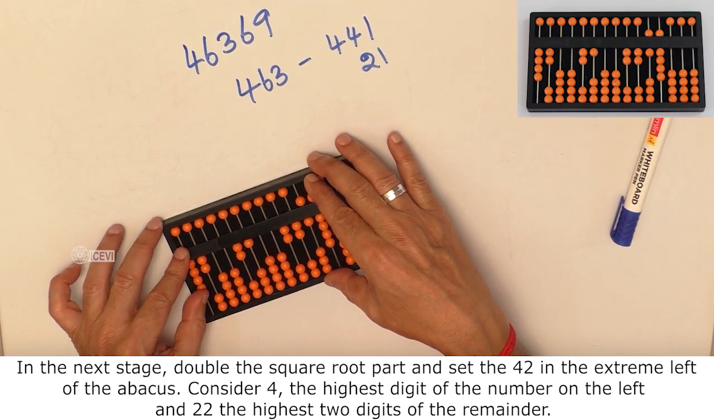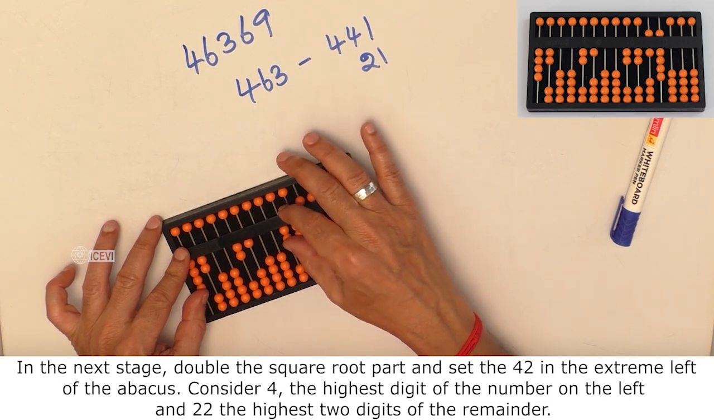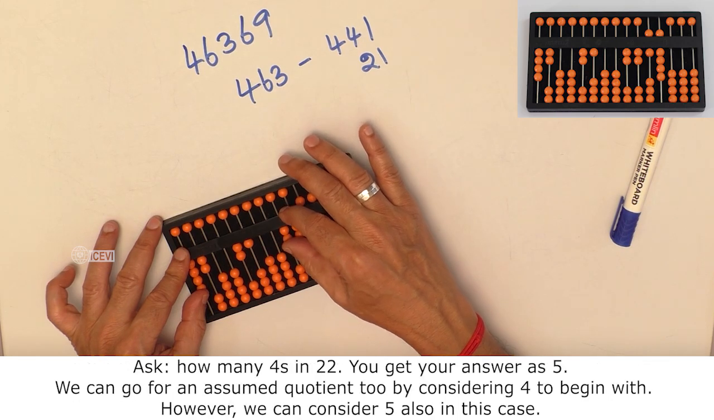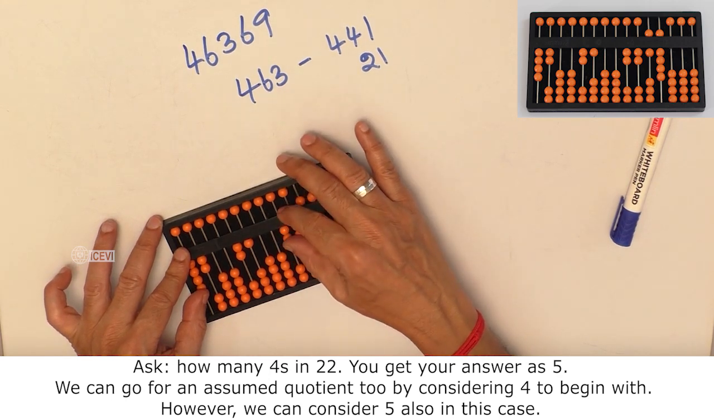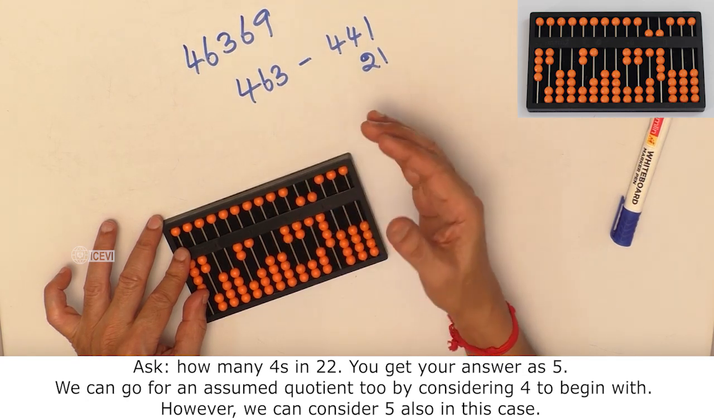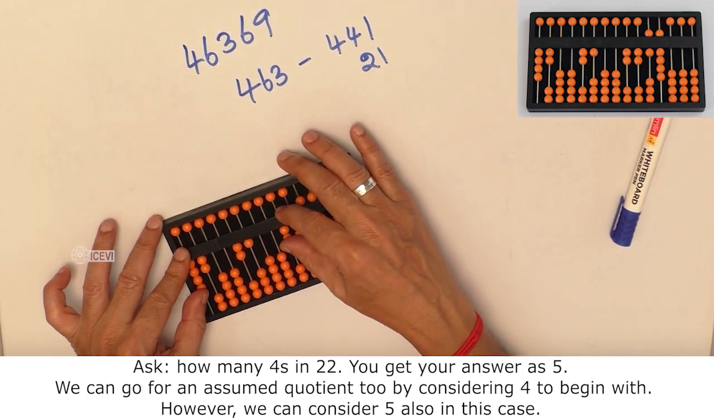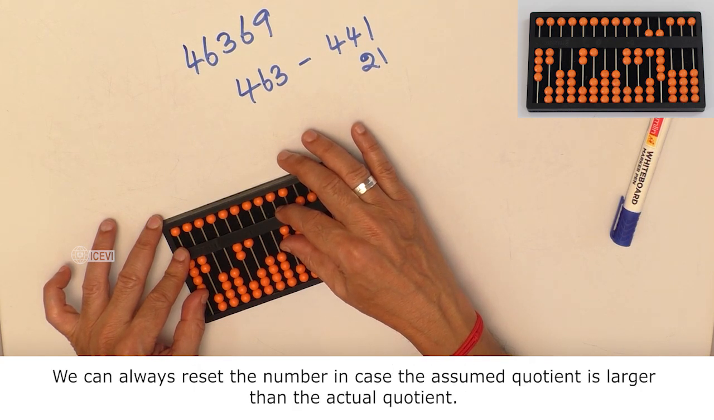Consider 4 the highest digit of the number on the left and 22 the highest 2 digits of the remainder. Ask how many 4s in 22. You get the answer as 5. We can go for an assumed quotient too by considering 4 to begin with. However, we can consider 5 also in this case. We can always reset the number in case the assumed quotient is larger than the actual quotient.